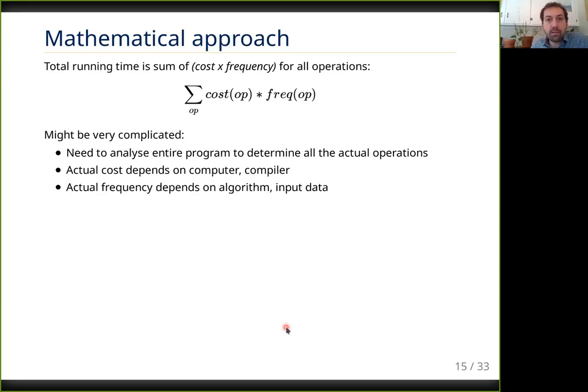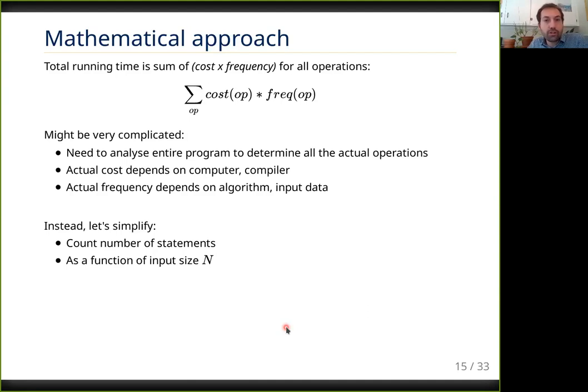So instead, we're going to simplify that. We're just going to look at a certain program. We're going to look at the code, and we're simply going to count the statements. We're not really going to look at which operation each statement is, whether it's dividing floating point numbers or simply assigning a value to a variable. We're just going to look at the statements themselves. And then we're going to try to count those statements and take into account the size of the input data. Let's take an example here that'll be easier to understand.